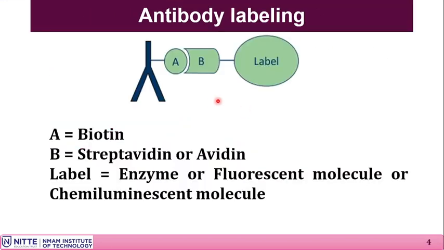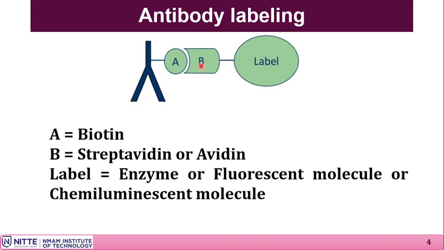In this diagram, the A stands for biotin. Biotin is vitamin B. It's a soluble molecule. It has a strong affinity to the FC arm of the antibody. The FC arm of the antibody can bind to biotin molecule.